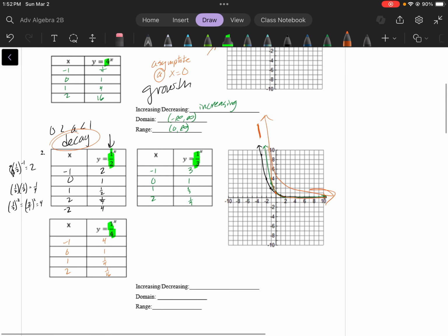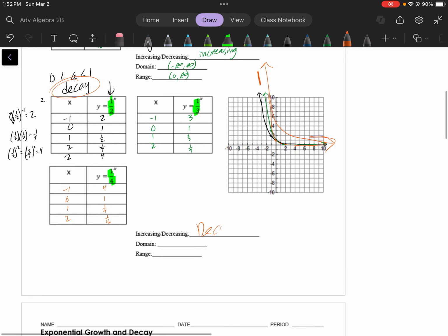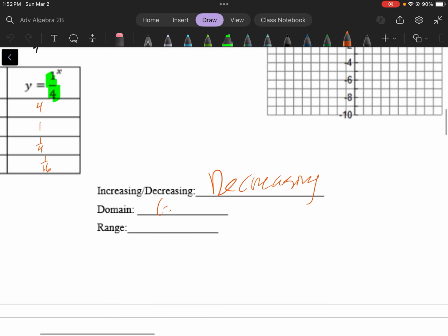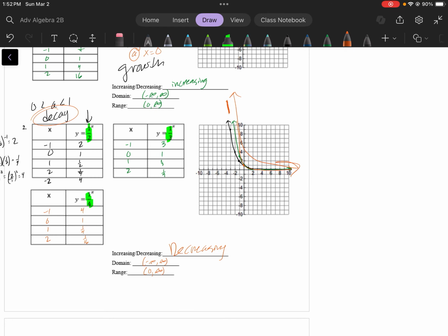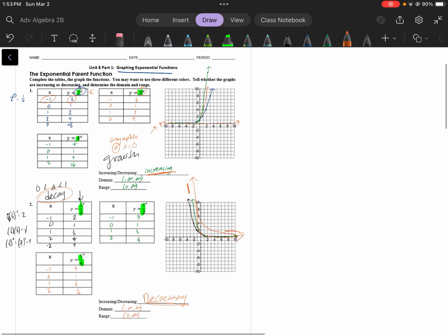Our numbers are getting smaller. Our result, our y value, is getting smaller. So these are decreasing, and the domain would still be all x values, -infinity to infinity, and the range would still be the lowest point of 0, but I don't actually ever hit 0, to infinity. So these exponential graphs, one's going up, one's going down, but their domain and range is the same, because we're hitting all of the x values and we're not getting any y values that are less than 0. Okay, so there's your exponential growth and decay.